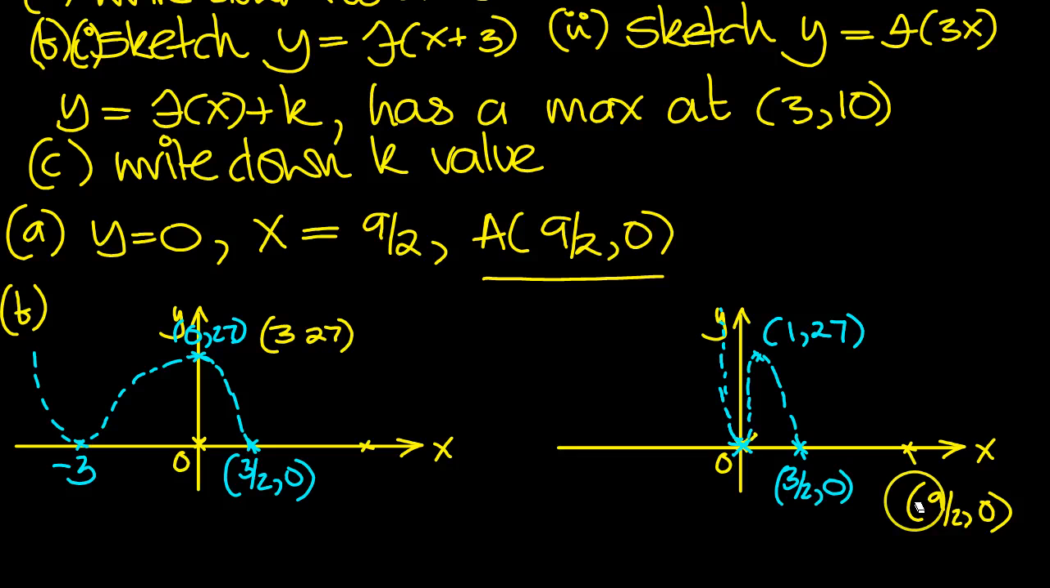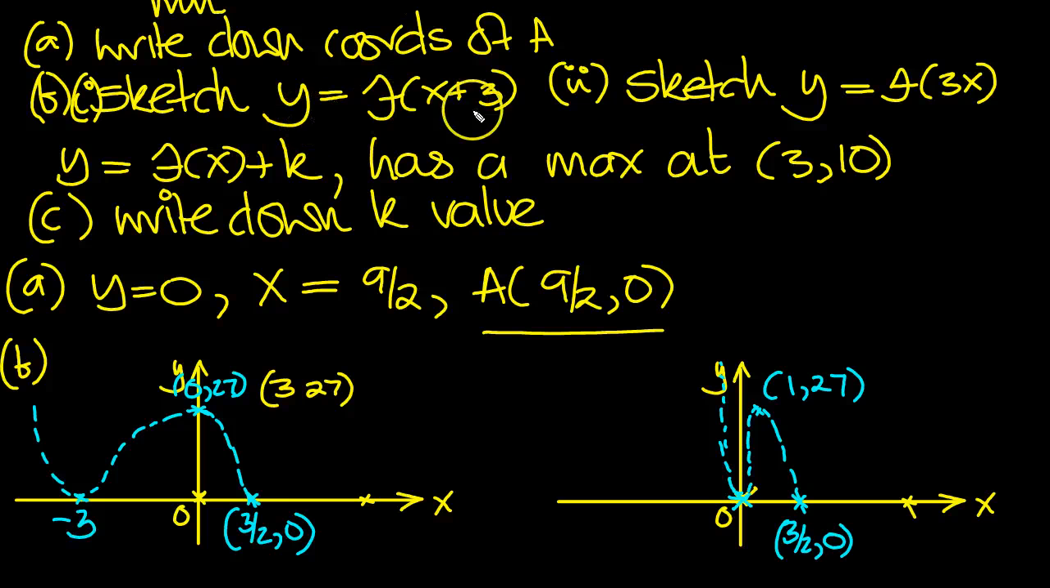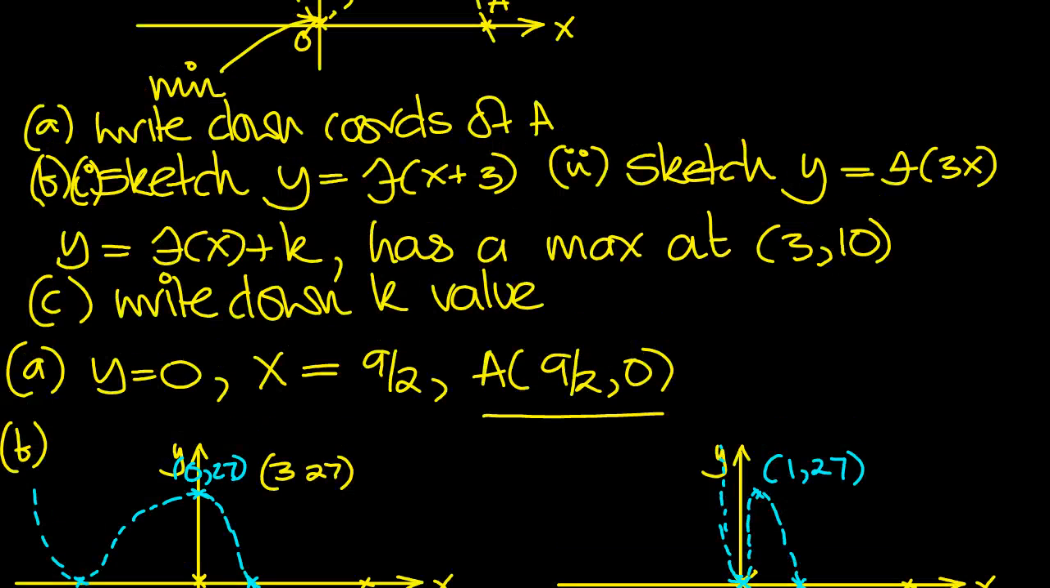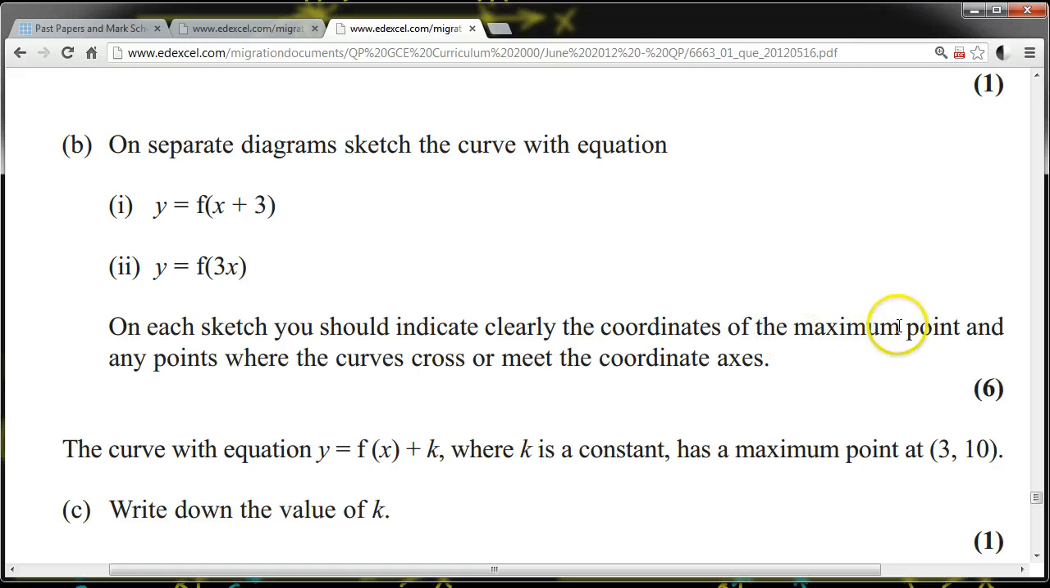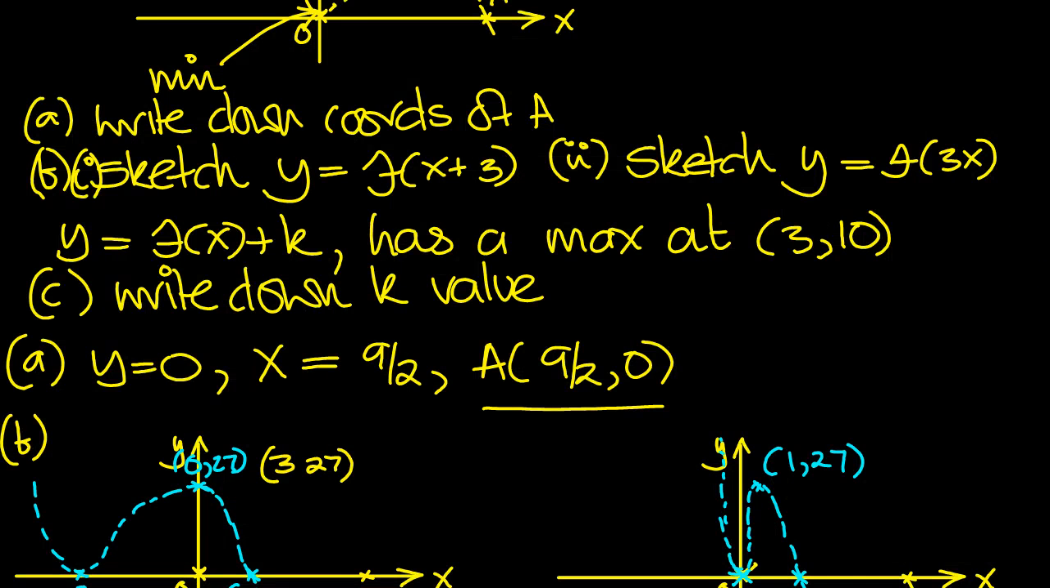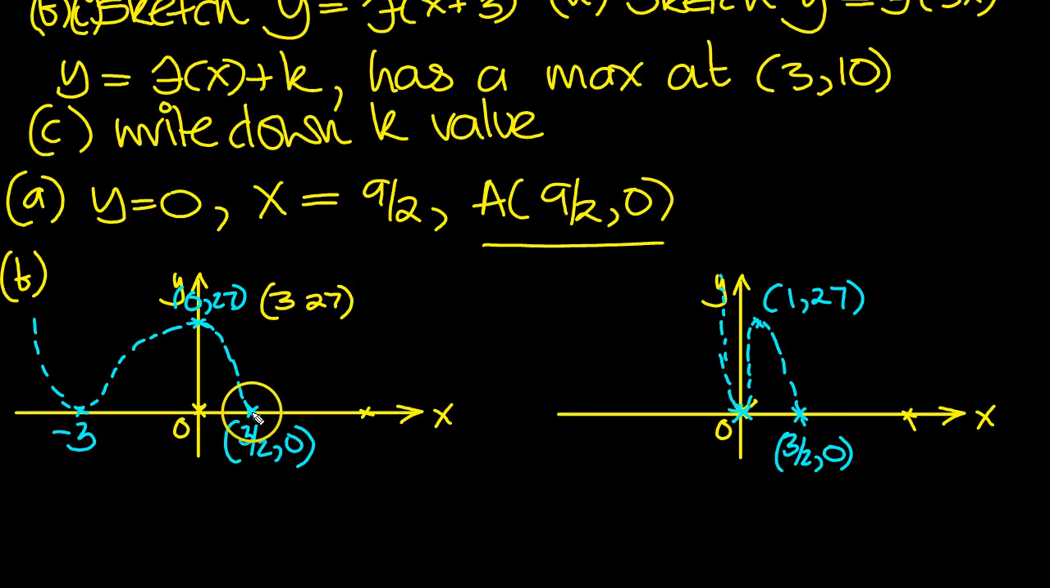Okay, good. Now let's see if we've answered the question properly. Sketch this, write down the coordinates of A. I'm going to look back at the original question. Indicate coordinates of the maximum point and any points where the curve cross or meet the coordinate axes. Maximum points are done, and where the curve crosses or meets the coordinate axes. This is there. This is indicated, minus 3 and 0 is indicated here. The maximum is indicated, and that's fine, that's part B.